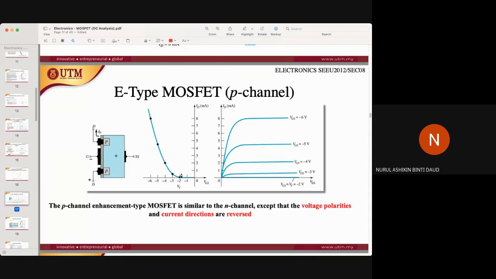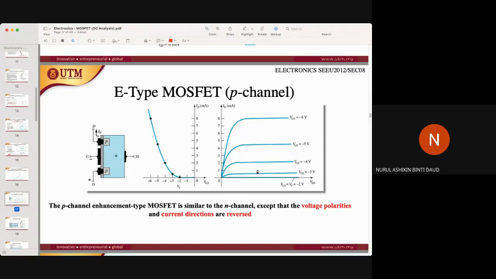So it means that for the enhancement mode P channel MOSFET, the VGS, the voltage at the gate and source, will be a negative value, rather than N channel. N channel, the gate and source voltage value should be positive, but for P channel, it will be negative. So since the value is negative, the transfer characteristic graph also will be on the negative side, right?